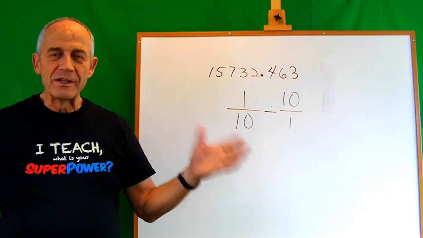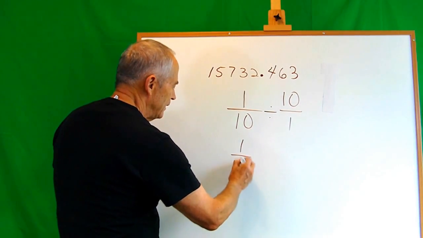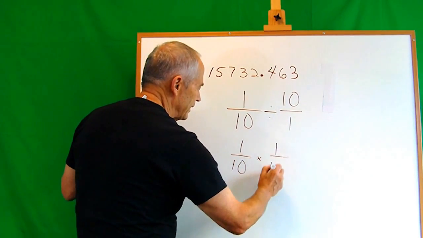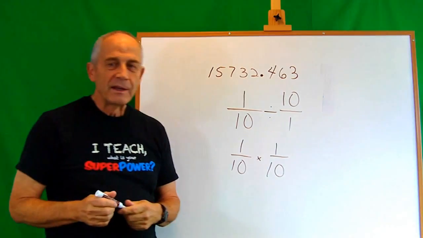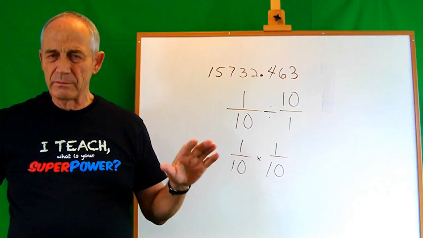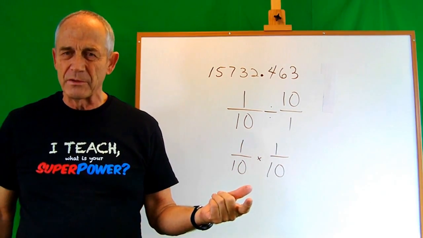Flipping times, dude. Remember, we flip this number over and we multiply. Okay, now we've only got ones in the numerator, so there isn't anything we can do to reduce here. So let's just do now what we do when we multiply fractions.